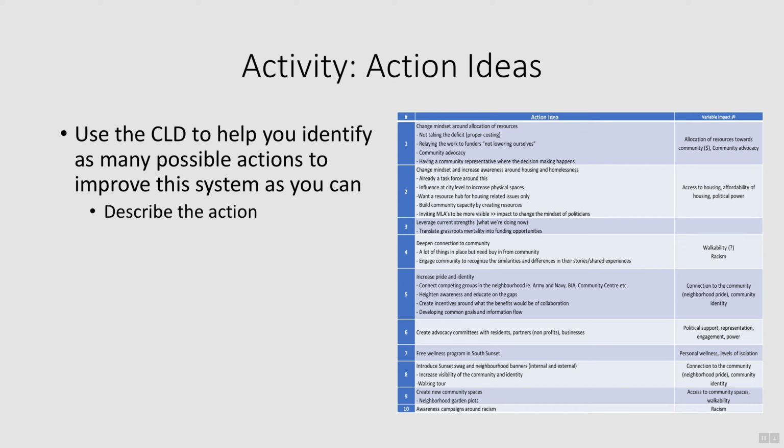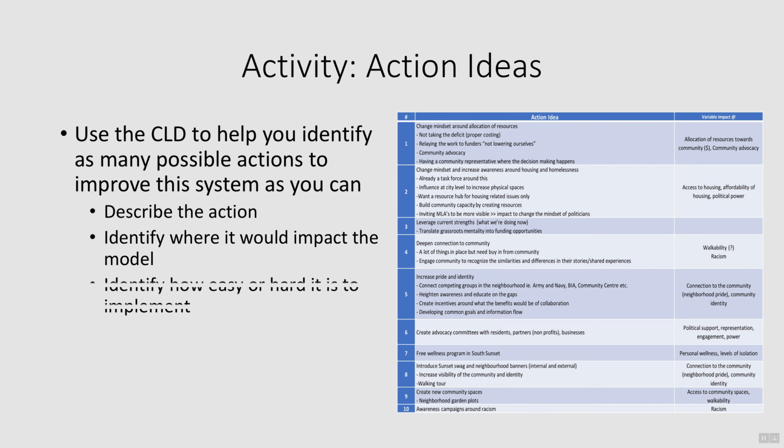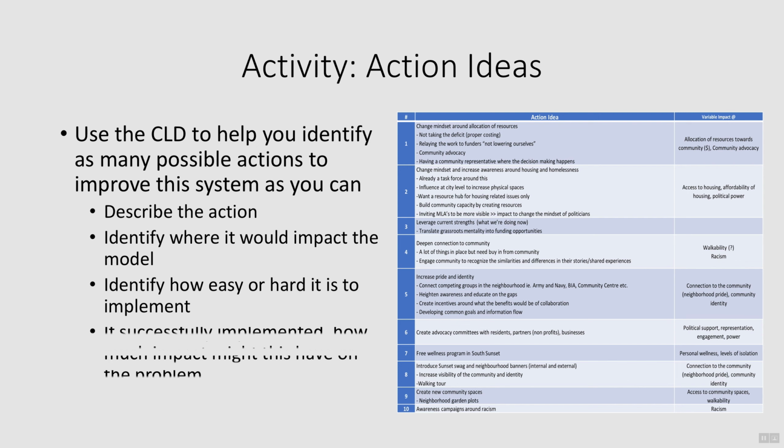The groups were instructed to write the name of the action on the top of the piece of paper, describe the action, identify where it would impact the model, identify how easy or hard it is to implement, and explain, if successfully implemented, how much impact this might have on the problem. After the groups had brainstormed some ideas, we then shared the ideas around the room. In the next 10 slides, I will explain the 10 action ideas and how they were connected to the causal loop diagram.